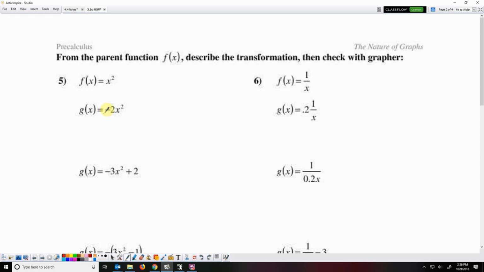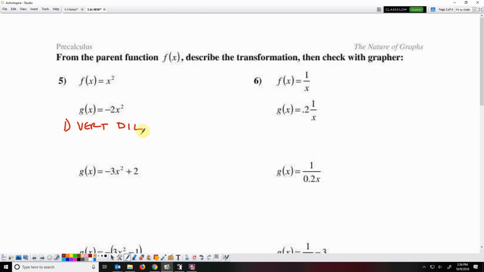So negative 2x squared. So there are two things that are happening here. They're both multiplication. Multiplication by a negative and by a 2. And both of them are outside. So there's nothing inside of this squaring. So they're both outside. And what we'll do here is just work our way from the closest out to the farthest. So the first thing that happens is a vertical dilation.